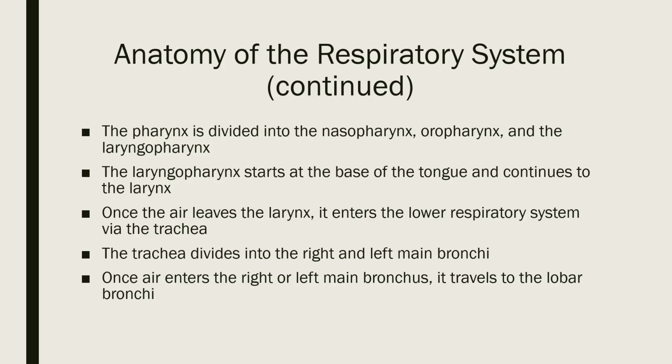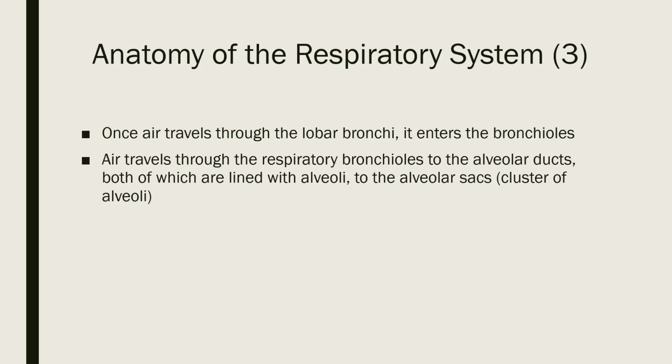Once the air enters the right or left main bronchus, it will travel to the lobar bronchi. Once air travels through the lobar bronchi, it will enter the bronchioles. Air will travel through the respiratory bronchioles into the alveolar ducts, both of which are lined with alveoli, to the alveolar sacs, and this appears as a cluster of alveoli.